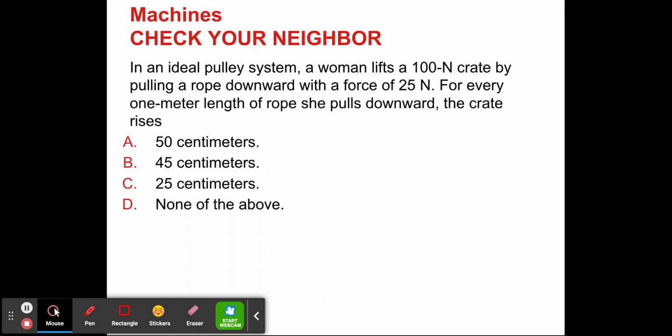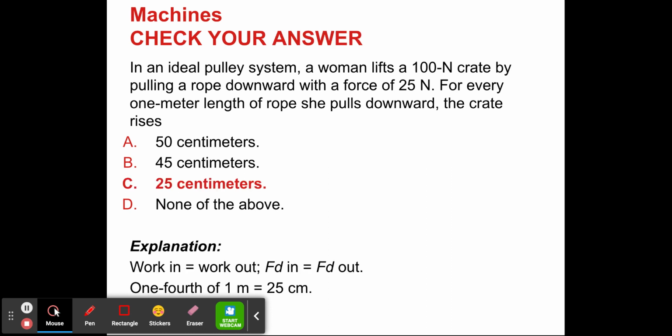Okay. So in an ideal pulley system, a woman lifts a 100 Newton crate by pulling a rope downward with a force of 25 Newton. For every 1 meter length of rope she pulls down, the crate rises 25 centimeters.